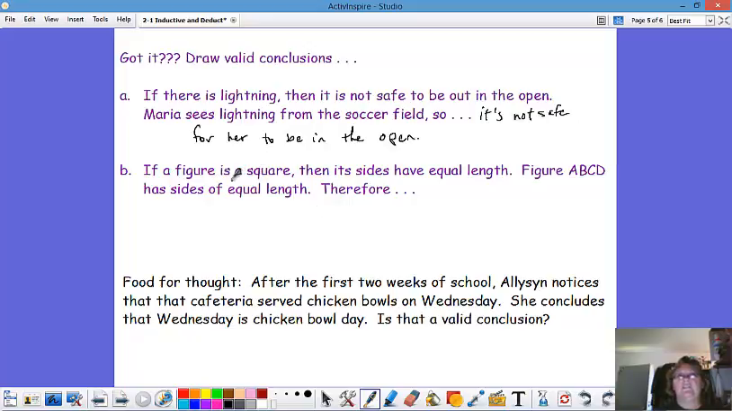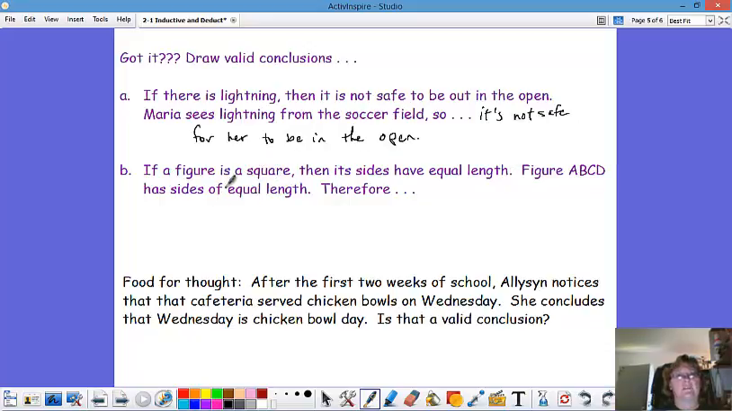We have the statement of a fact: if a figure is a square, then its sides have equal length. Then we're given an example, but it doesn't tell us that it's a square. See, if this were going to be the first style of deductive reasoning, it would have to say figure ABCD is a square. It has to repeat back this thing, and it doesn't do that.